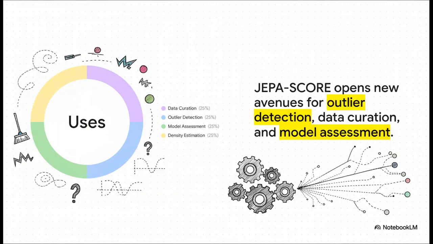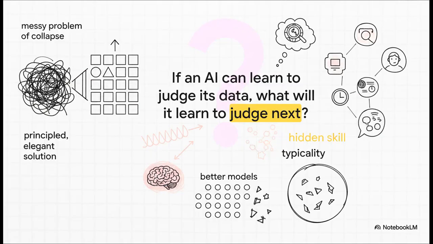And you can see how this just opens up a ton of possibilities. You can use the score to automatically clean up your training data, to spot weird anomalies or outliers, to figure out if your model is ready for a new kind of data. You name it. It's this whole new toolkit that you basically get for free, just by training your model in a smarter way. So, think about it. We started by trying to solve this messy engineering problem, and by finding this really beautiful principled solution, we didn't just get better models. We accidentally discovered they were learning a hidden skill all along. Which leaves us with one last kind of mind-bending thought. If an AI can learn to judge its own data, what will it learn to judge next?